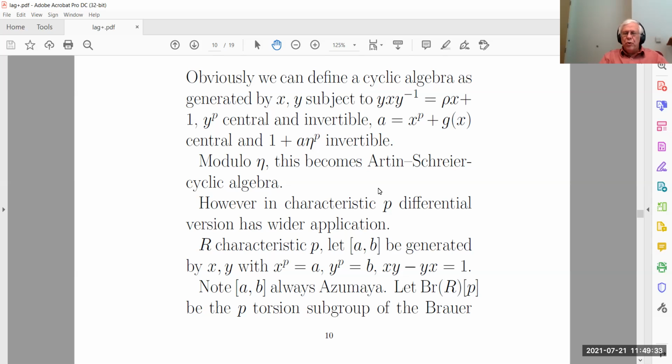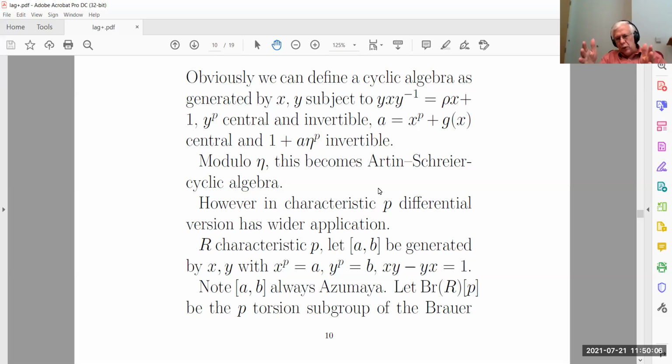It's more useful. In characteristic P, we define the algebra (A, B) as generated by x, y, with x to the p equals a, y to the p equals b, and xy minus yx equals 1, a differential relationship. Unlike for a cross product with a Galois extension, this algebra is always Azumaya, independent. Nothing needs to be inverted. It's always Azumaya, which is first of all very nice.